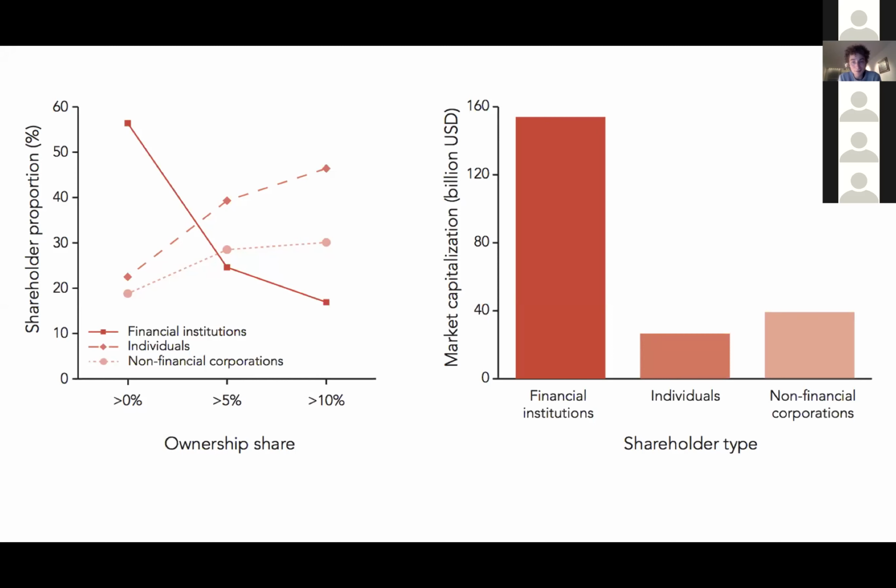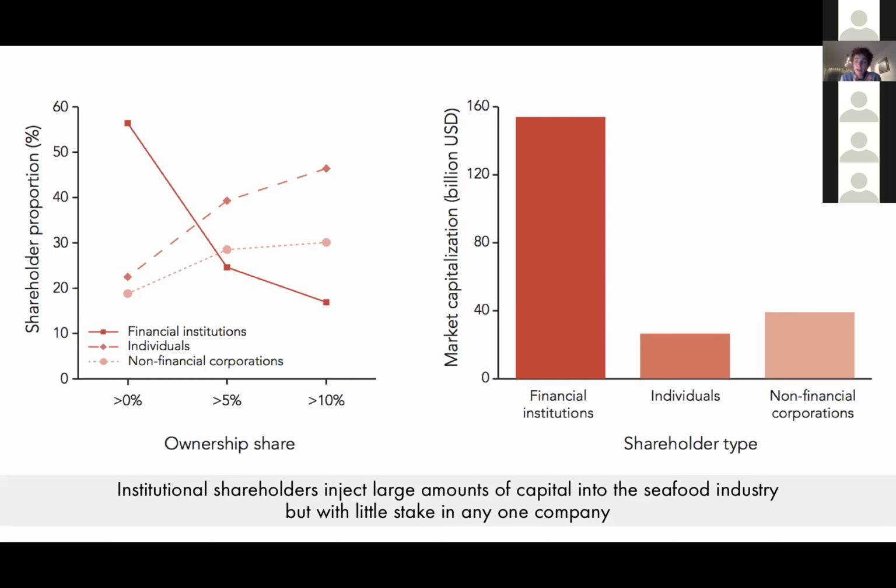At the same time, what you see on the right-hand side is that financial institutions are still the type of investors, the type of shareholders, that invest most capital into the sector. So there's a little bit of a paradox here, which says that basically it's a pattern of institutional shareholders injecting large amounts of capital into the seafood industry, but with very little stake in any one company. So if you may, it's some kind of dilution of responsibility.